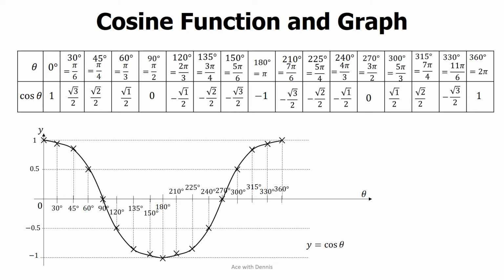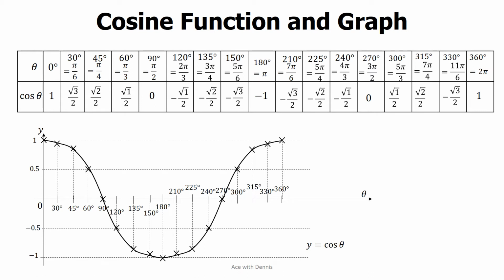Now theta is 240 degrees, or 4 pi over 3. So this is the angle 240 degrees. So cosine 240 degrees equals negative 1 over 2, or half, right? So this is the point. And now we join these points together to form this curve. Alright, now move on to the fourth quadrant.